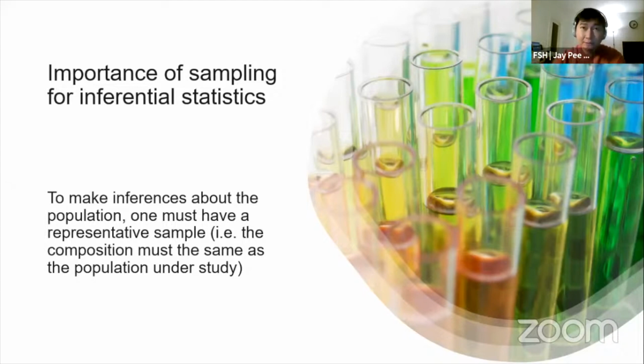If, let's say, your population is the entire population of grade 10 students, and the theoretical composition of that is 50 male students and 50 female students, then your sample should also be 50-50, not 80-20 or 40-60. So dapat pareho ang composition, it's representative.